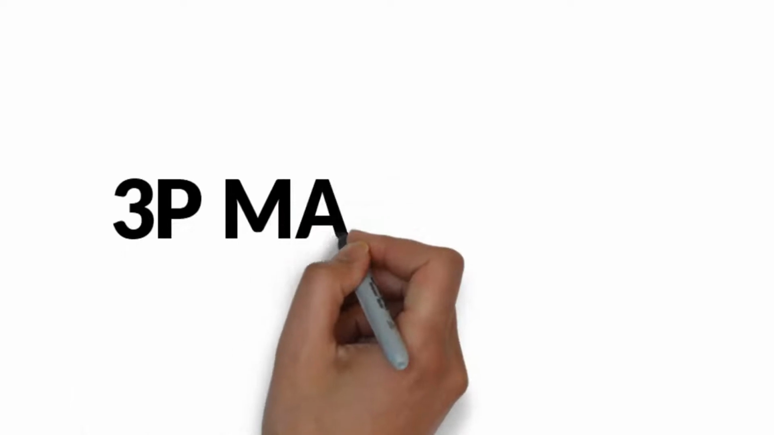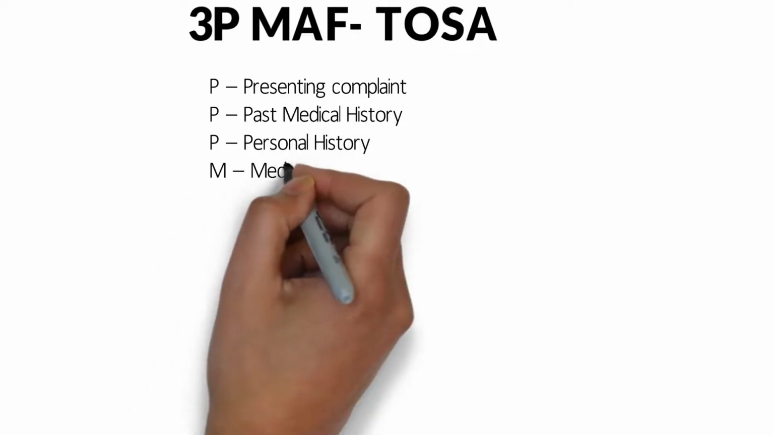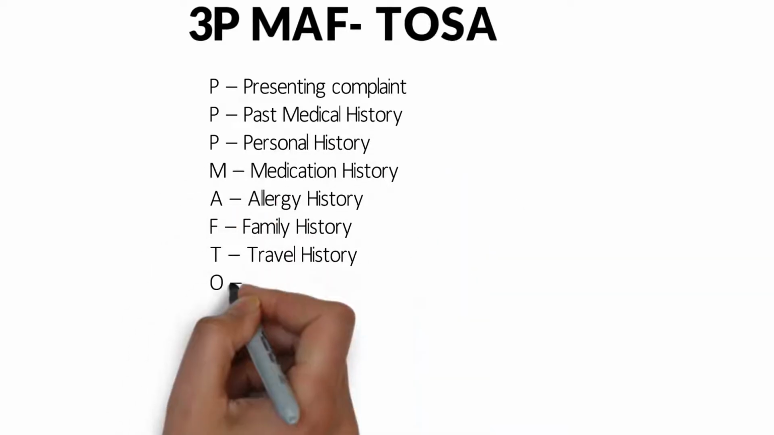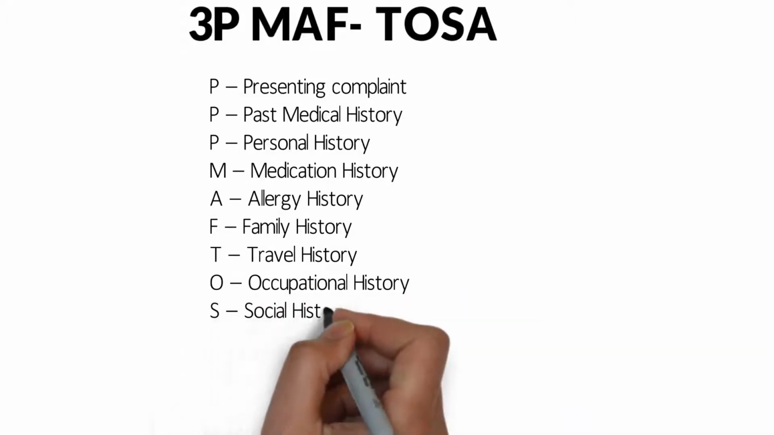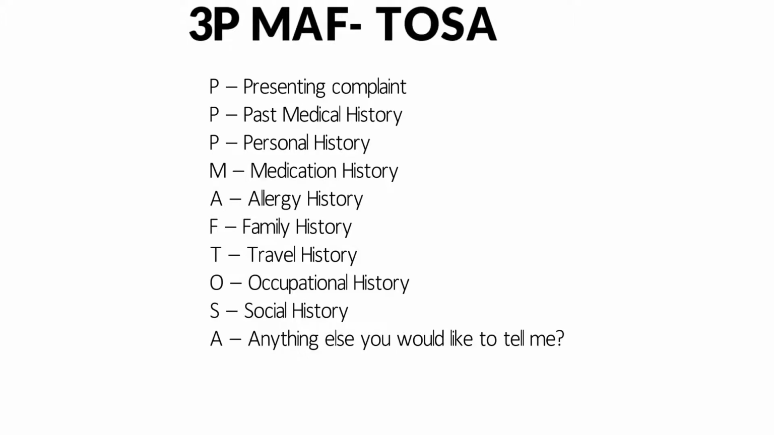There are different patterns for history taking, but we will be following a general pattern which is 3P MEFTOSA, which includes presenting complaint, past medical history, personal history, medication history, allergy history, family history, travel history, occupational history, social history, and anything else that the patient would like to tell you.